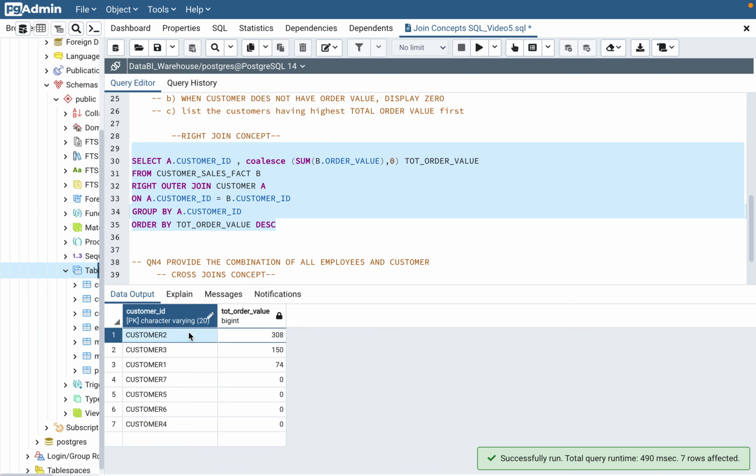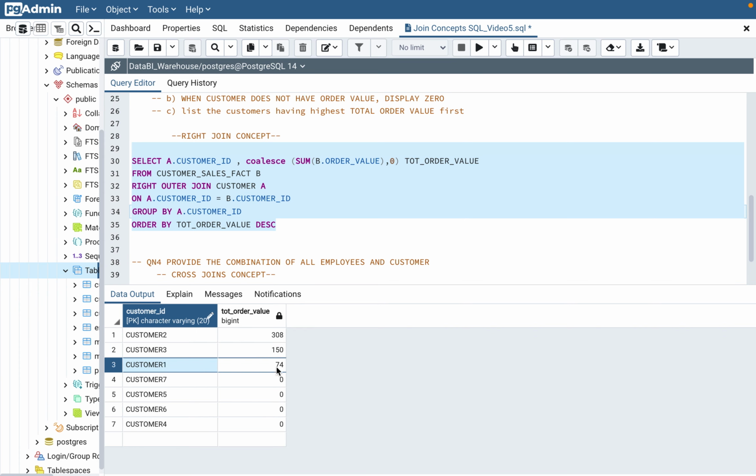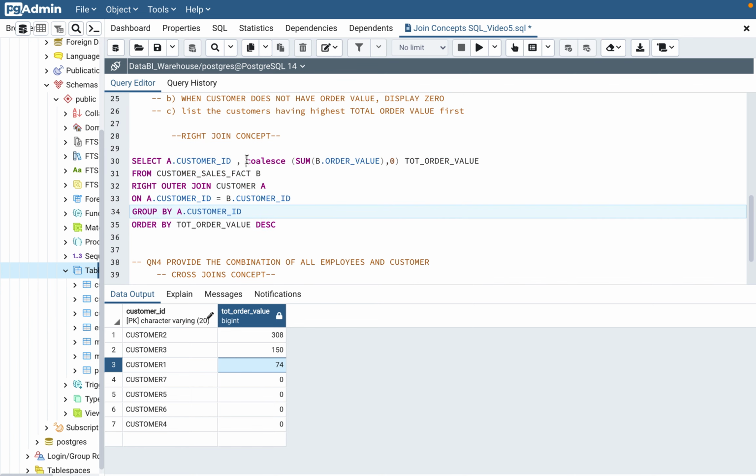As you see, 102, customer 2 308, customer 3 150, customer 1 74. It is ordering by highest order value, and if you see, 7, 5, 6, 4 are not available in the customer sales table, so it would have either brought a null value, but since we used coalesce, it is giving 0, right?